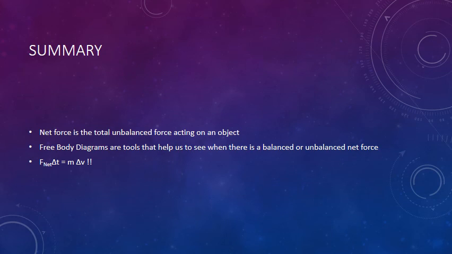Quick little summary. The net force is the total unbalanced force acting on an object. And if you have a net force that's 0, that means an object is constant velocity. If your net force is not 0, the object's changing velocity or changing momentum. We use free body diagrams as tools to help us see when there's a balanced or unbalanced net force. You can also create a free body diagram based on what you know about the object's motion. So if you know that we are having a positive change in momentum, you know that you have to have unbalanced forces to the right or up in your free body diagram.